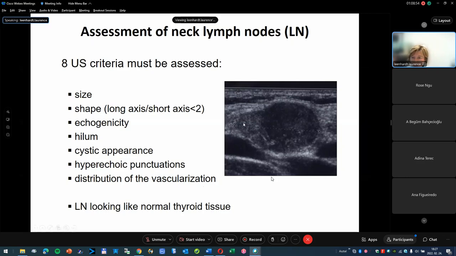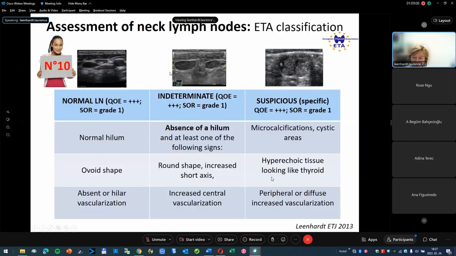You can see here normal thyroid tissue. These are lymph nodes, probably two that are close together, but this one is more hypoechoic, and this one mimics thyroid gland. And the European Thyroid Association guidelines divided the lymph node classification into three groups.